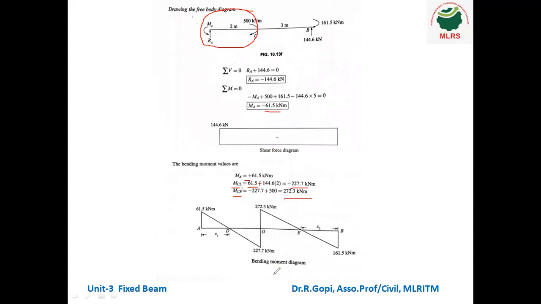So plot all the values. You can see the moment at A is 61.5, and at C point, before the 500 kilonewton meter moment acts, it is 227.7, and after the 500 kilonewton meter moment acts, it is 272.3 kilonewton meter. Next, MB value is 161.5 kilonewton meter. So this is your bending moment diagram.